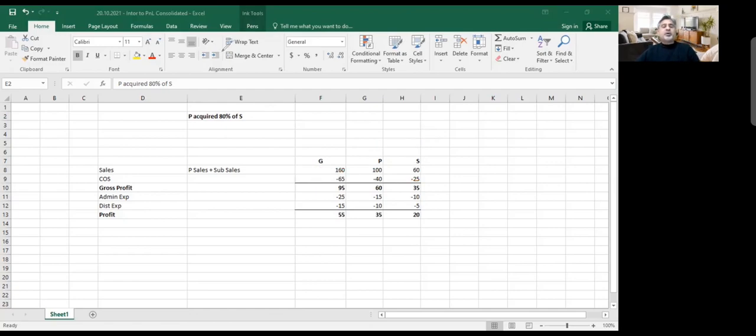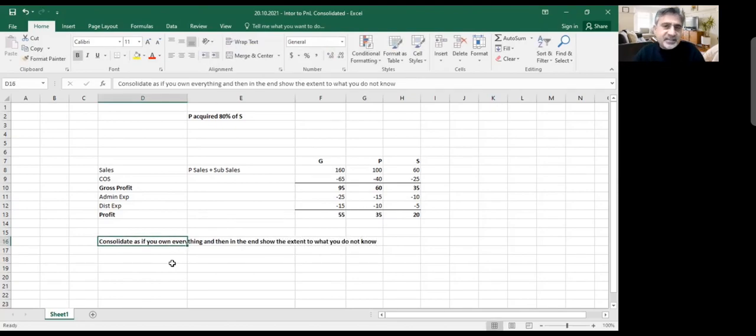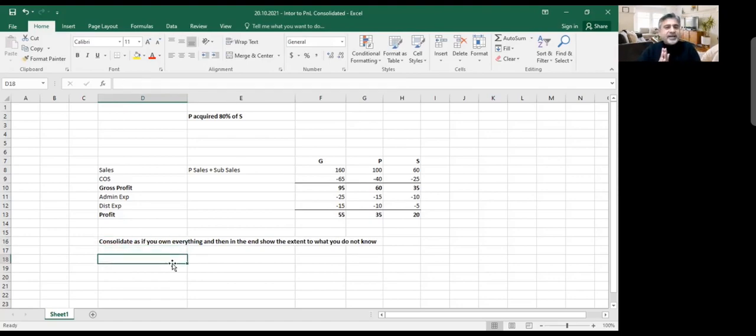The answer is no, you cannot do this, because the IFRS standard says that you consolidate as if you own everything, and then in the end show the extent to what you do not own. Now, I just put my own wordings. The message is clear, the message is the same. Standard wordings could be slightly different. Consolidate as if you own everything, and then in the end show the extent to what you do not own.